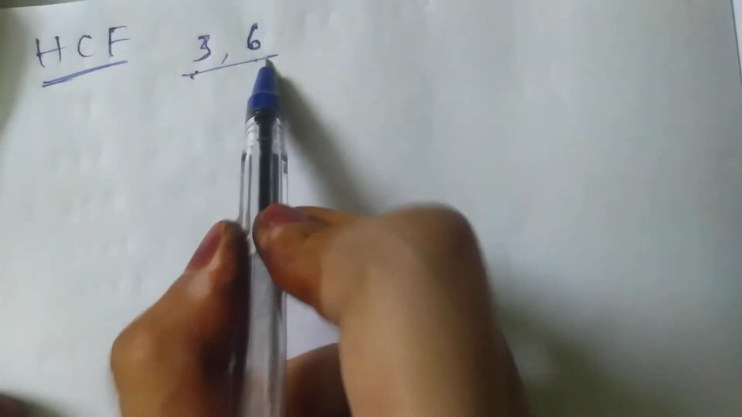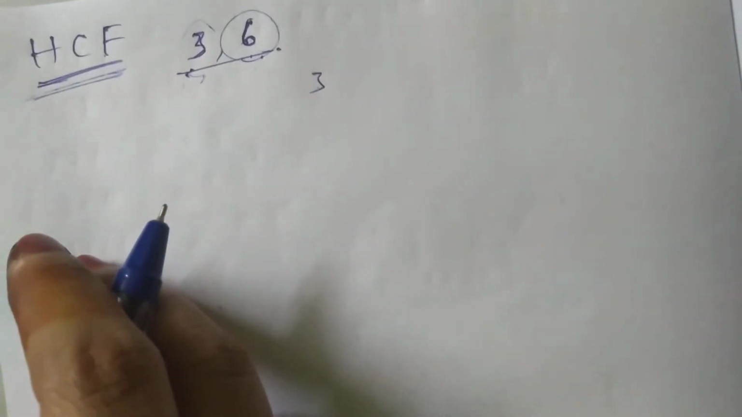If we take 3 and 6 as the given two numbers, then the number which exactly divides these two numbers is called the HCF, that is the highest common factor. Here 3 exactly divides 3 and also 6. So 3 is the highest common factor of the two numbers 3 and 6.